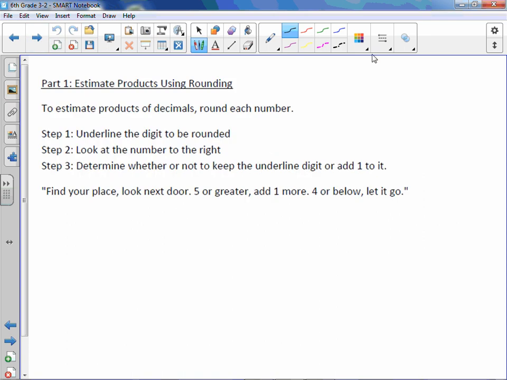To estimate products of decimals, round each number. Underline the digit to be rounded, look at the number to the right, and determine whether or not to keep the underlined digit or add 1 to it. Find your place, look next door, 5 or greater, add 1 more, 4 or below, let it go.